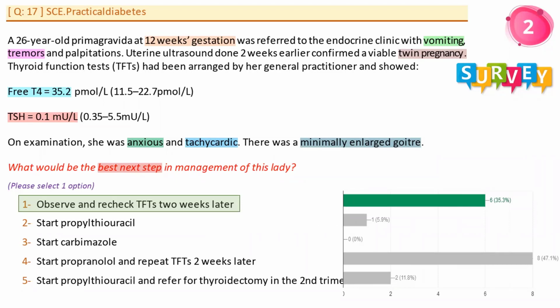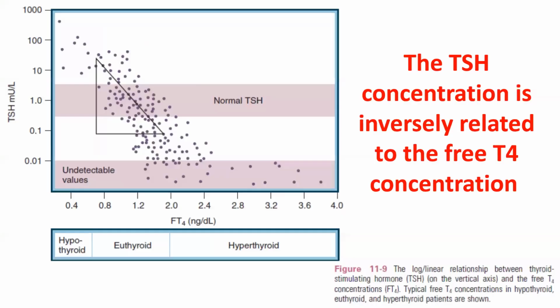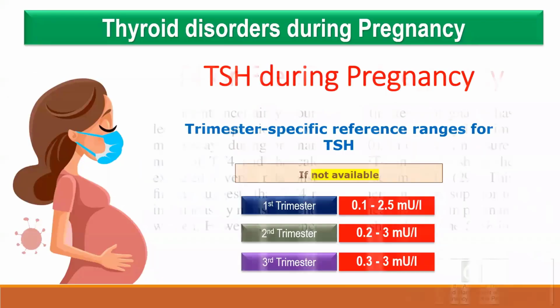And if the patient is tachycardic, anxious, with tremor, in this situation I will start propranolol if the patient is tachycardic enough. Yes, it has side effects, so don't start it in any female except if there is a good concern to start this medication.